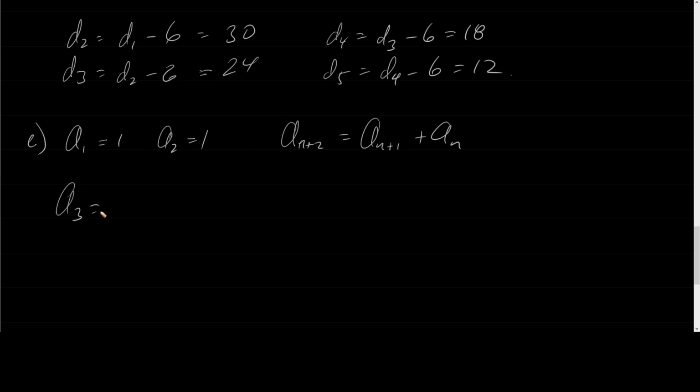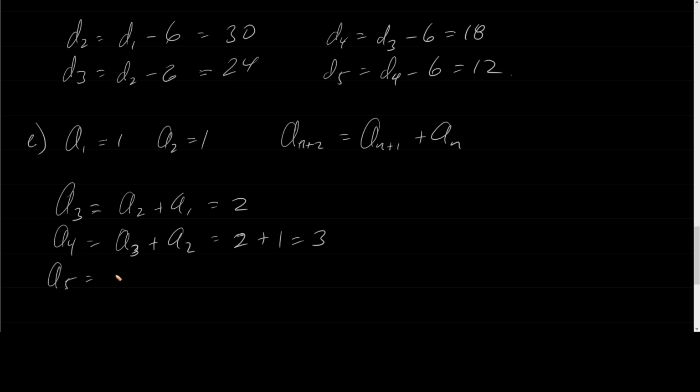So a sub 3 would be a sub 2 plus a sub 1. In other words, it is 2, right? Because it's 1 plus 1. A sub 4, that would be a sub 3 plus a sub 2. In this case, a sub 3 is 2, a sub 2 is 1, so we end up with 3. A sub 5, that's going to be a sub 4 plus a sub 3. And what does that give us? Well, a sub 4 was 3, a sub 3 was 2, so it's 5.